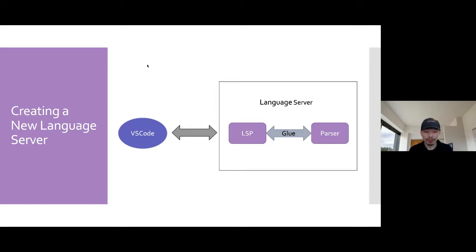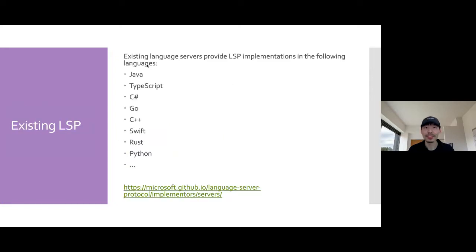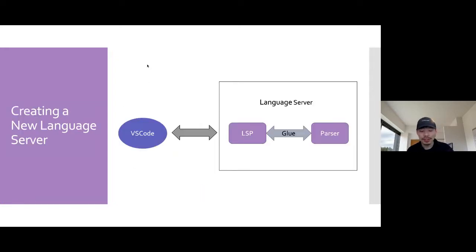Even though a full-featured language extension requires a significant amount of work, such as the Microsoft C and C++ extension, we don't actually need to start from scratch for our own language extension. We will see why in a few minutes. As illustrated in this diagram, we can see the three critical parts of a language server process: LSP, the parser, and some glue code.